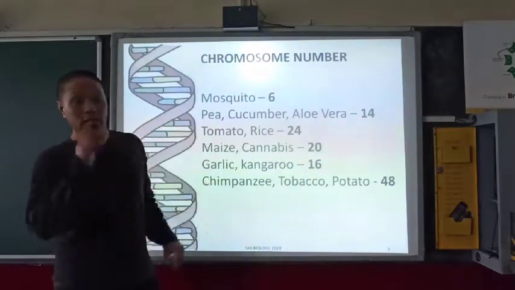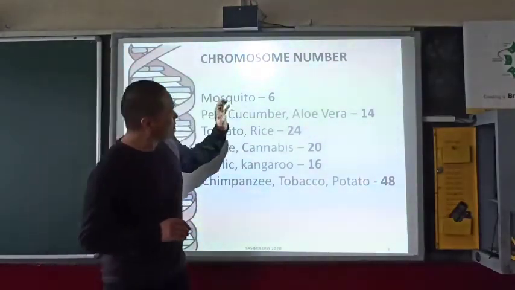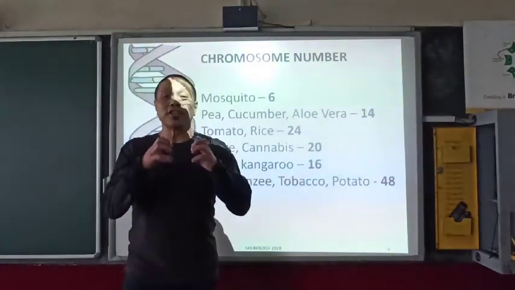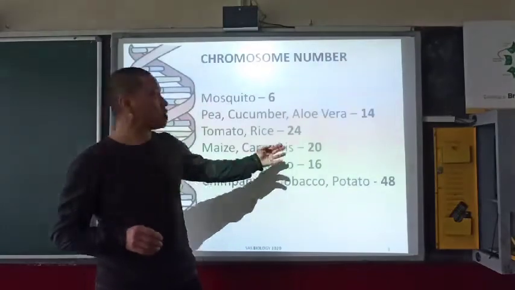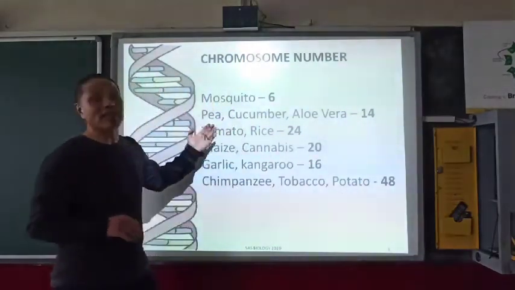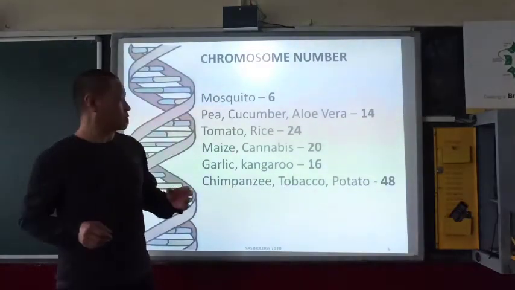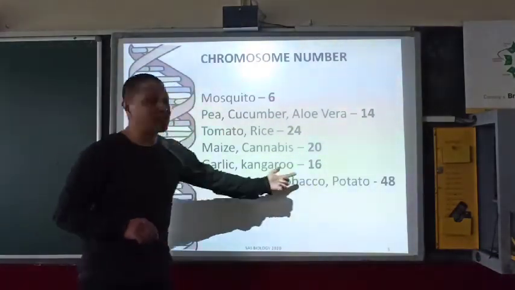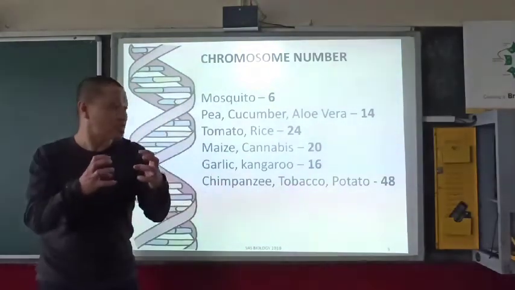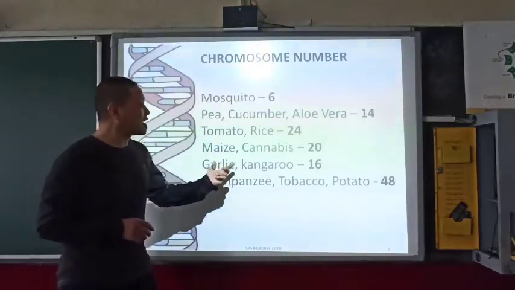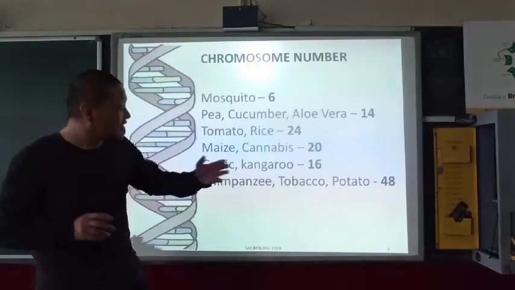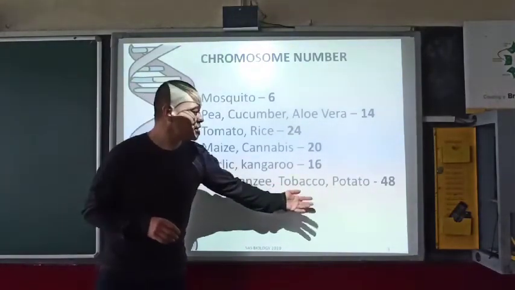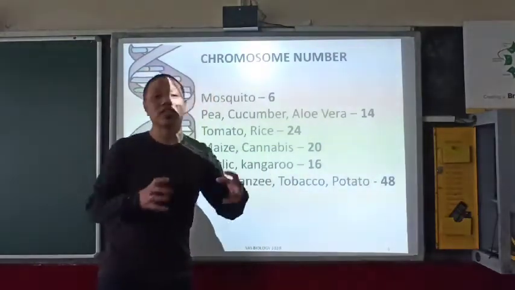Now, just look at the numbers. The formation of an organism is not dependent on the number of chromosomes. It is dependent on what is there in the chromosomes, the genes that are found in them. Let me give you a better example. Garlic and kangaroo both have 16 chromosomes. But garlic has those genes which enable it to form only garlic. Whereas kangaroo has, again, 16 chromosomes, but the genes present in these 16 chromosomes are different. So it does not form a garlic, but forms a kangaroo instead. Likewise, chimpanzee and tobacco all have different genes in those chromosomes.